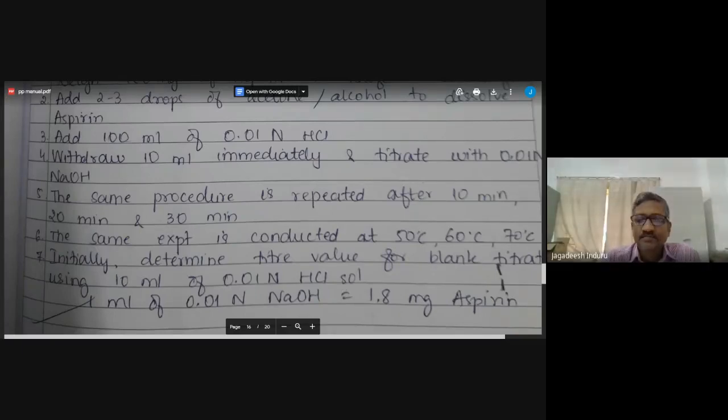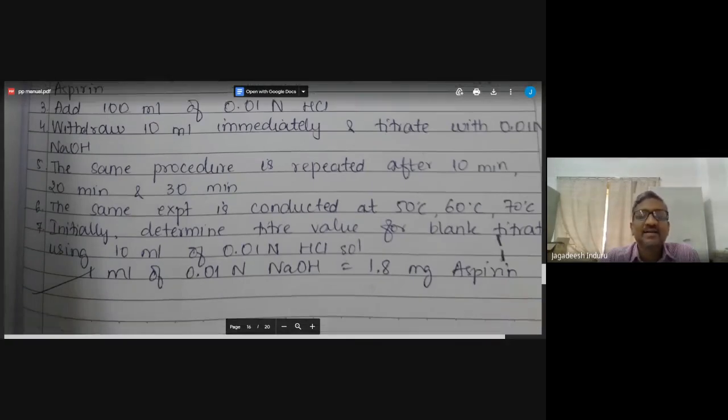So, in this particular case, we are taking 50, 60, 70, 80. We are going to distribute to the different people. They are going to use the water bath. In that water bath, they will heat their solutions, and they do the practical.